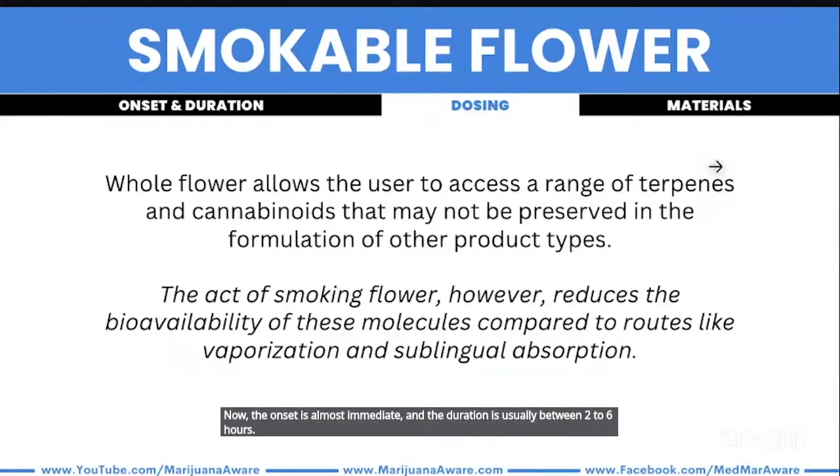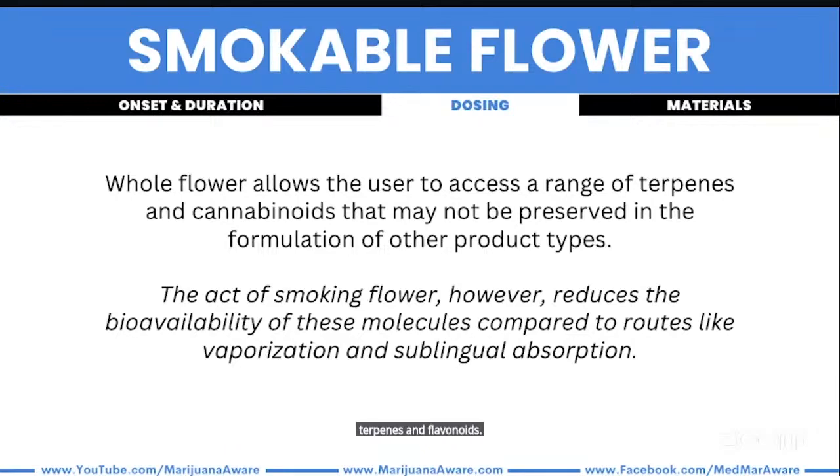Smokable flower allows you to access a wide range of terpenes and cannabinoids that are usually not found in a lot of other formulations for routes of administration. But I do have to mention that when you're actually smoking flower, putting that 550-degree temperature up to the blunt or the joint will burn off a lot of the cannabinoids, terpenes, and flavonoids. It'll reduce the medical efficacy about 50%. That's the bad news. The good news is it still works.